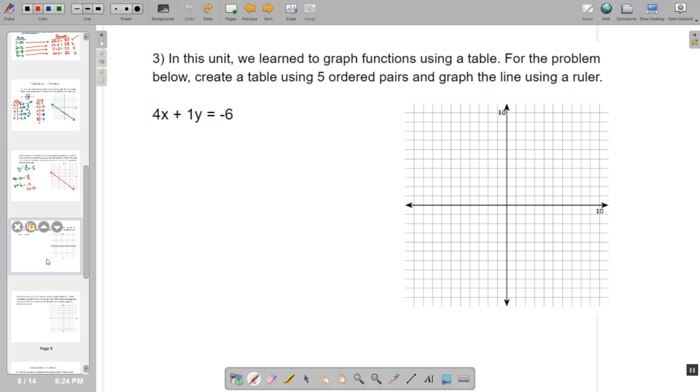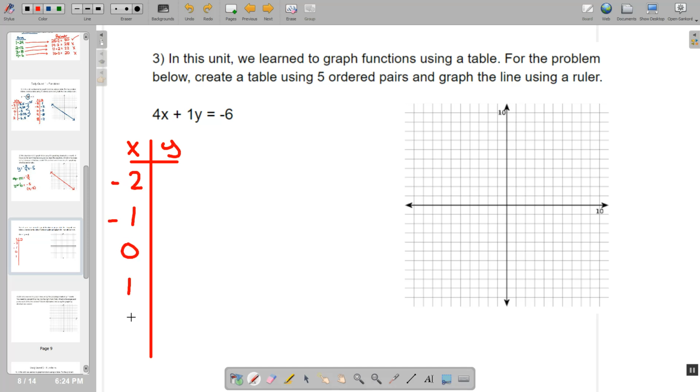Let's do a couple more. So in this unit, we learned to graph functions using a table. For the problem below, create a table using 5 ordered pairs and then graph the line using a ruler. For these problems, I once again want to use the table that I've always used, which is x is -2, -1, 0, 1, and 2. But this time, when I plug in the x, I'm plugging it into the equation. So I would get 4 times -2 is -8, plus 1y equals -6. And then I have to solve this equation.